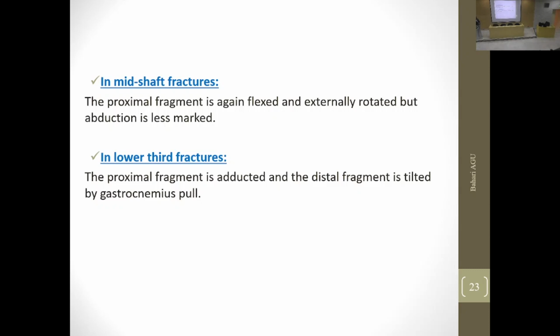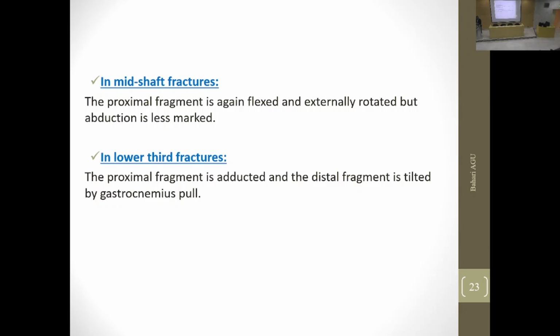In lower third fractures of the femur, the proximal fragment is abducted and the distal fragment is tilted because of the effect of the gastrocnemius muscle. Because we know that the gastrocnemius muscle is posterior, it pulls the distal part of the femur posteriorly.